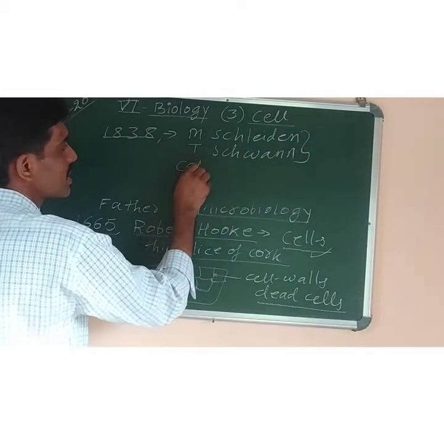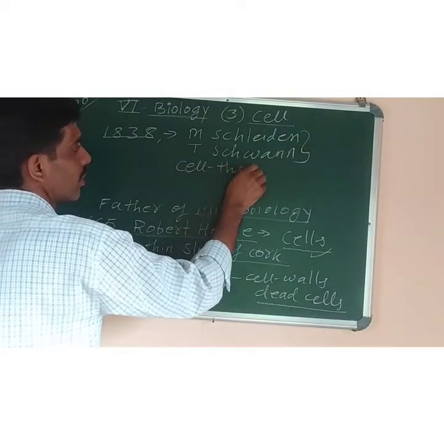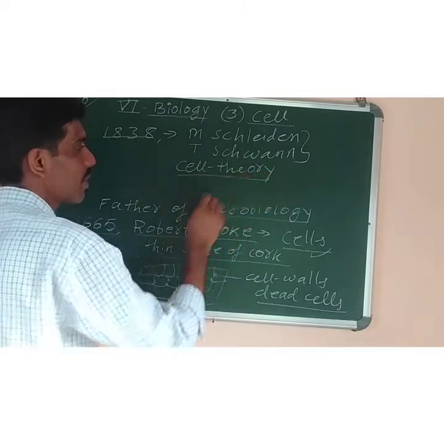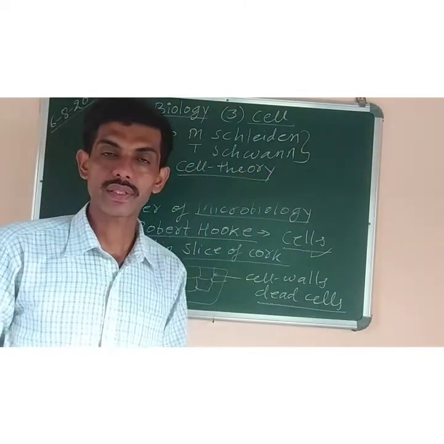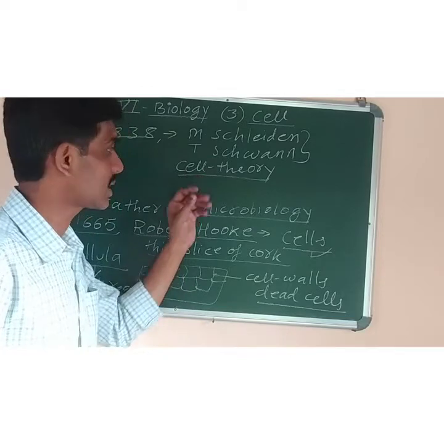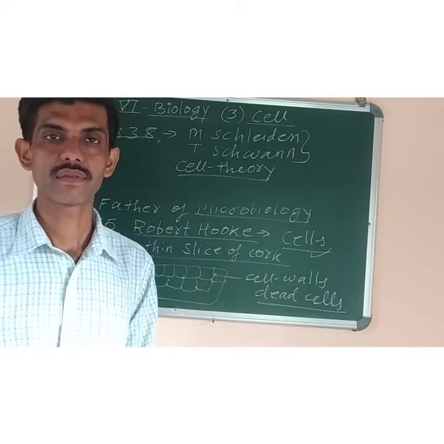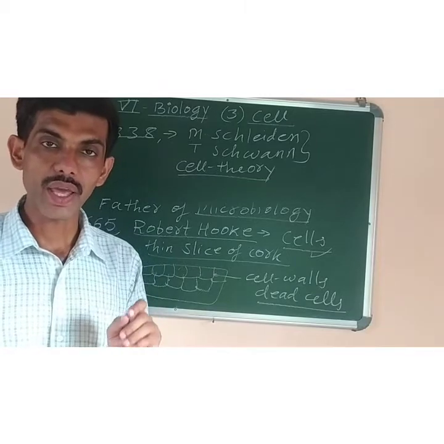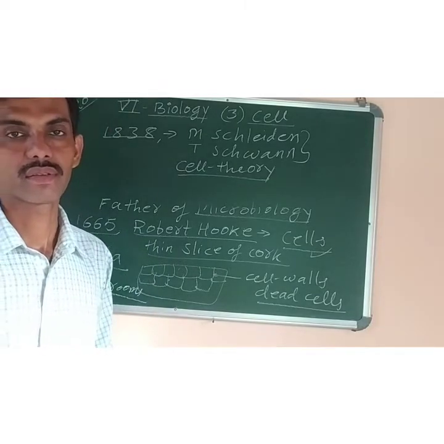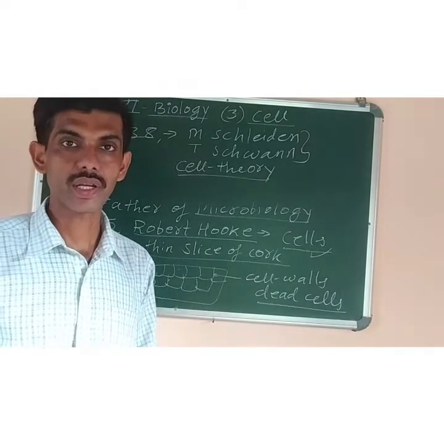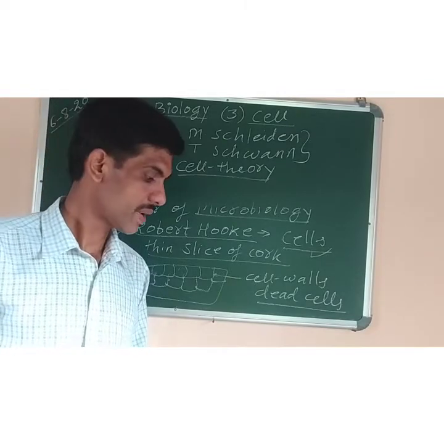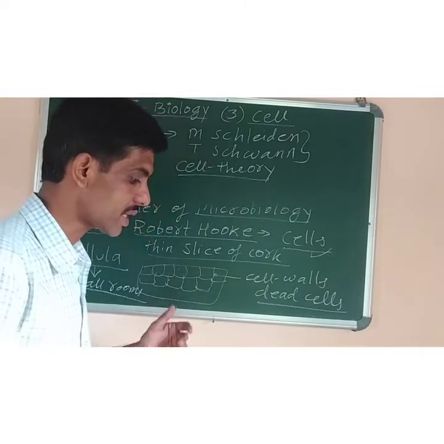Both the scientists together gave the cell theory. Okay, what did they say about the cell theory? Now what does cell theory say? Cell theory says that all plants are made up of cells. The second point, all animals are made up of cells. Cells are the structural and functional unit of life. They are the basic unit.